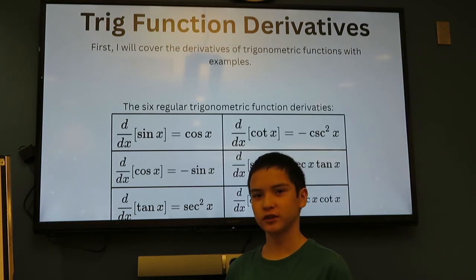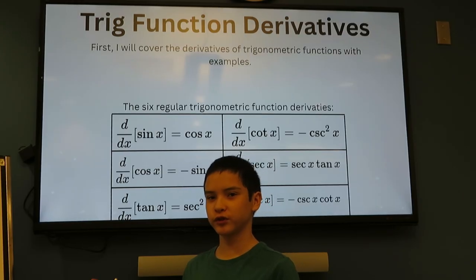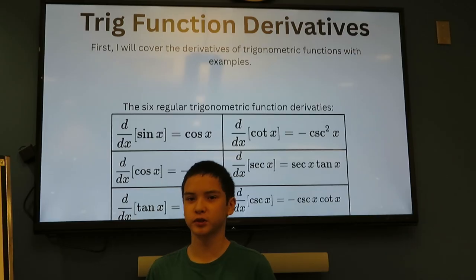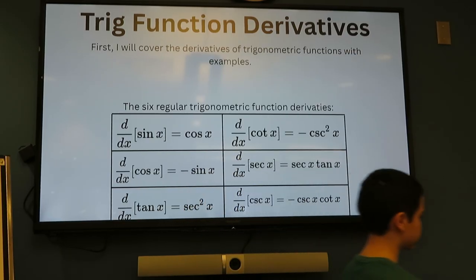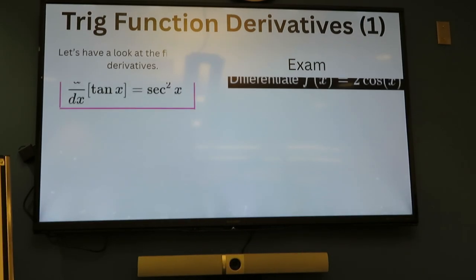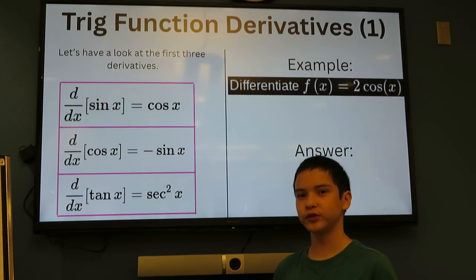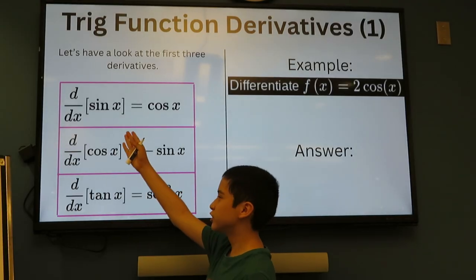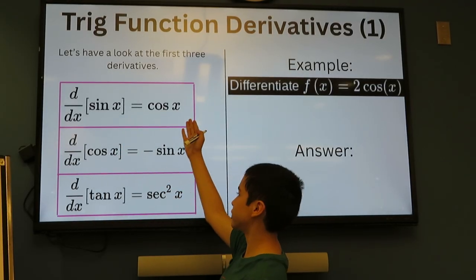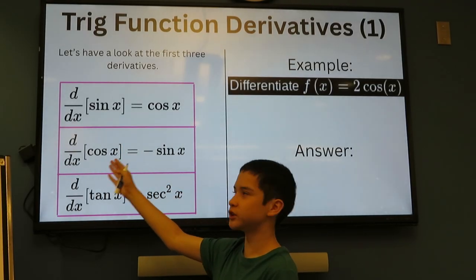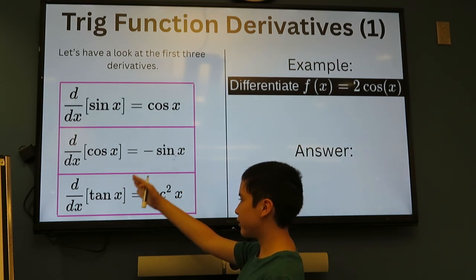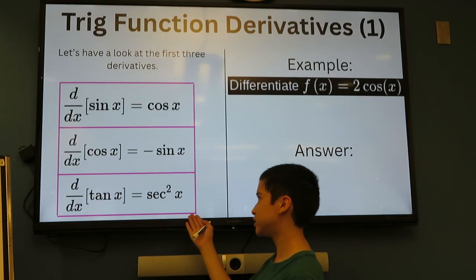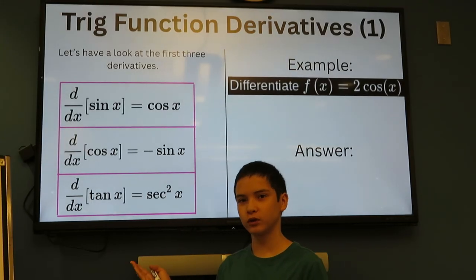So first, let's focus on the trig differentiation formulas for the six fundamental trigonometric functions. Our first three derivatives are as follows, as shown. The derivative of sine of x equals cosine of x. The derivative of cosine of x equals negative sine of x. And the derivative of tangent of x equals secant squared of x, where secant squared of x equals 1 over cosine squared of x.